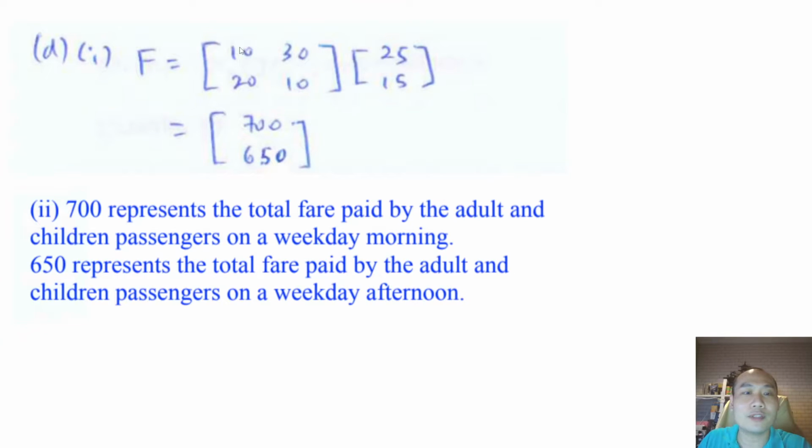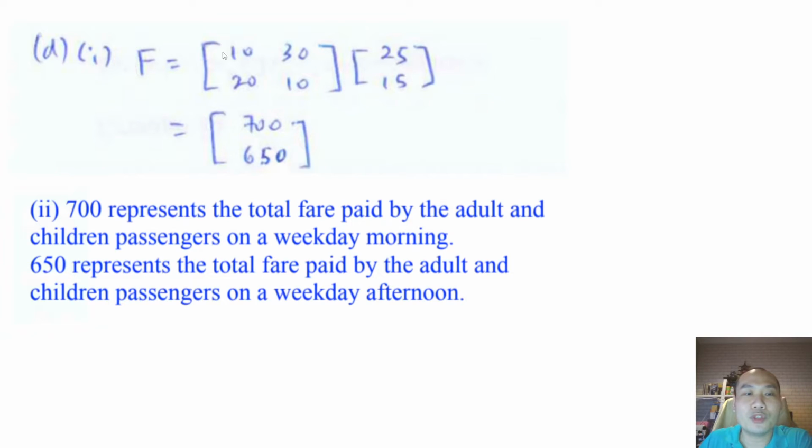So 10 times 25. The 10 here, because it's the first column here, it represents the adult, and 25 is the adult fare. 30 here represents children. So 15 is the children fare, right? So it must match up like this, right? So multiplication, the column of the first matrix here match with the row of the matrix on the right. Okay. So after that, the final matrix, right? The meaning of the row will actually follow the first matrix on the left. The meaning of the column will follow the column of the matrix on the right, right?